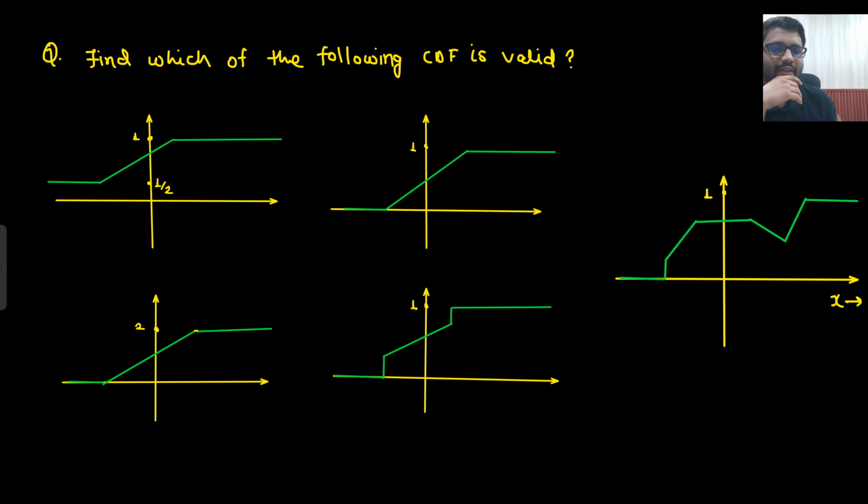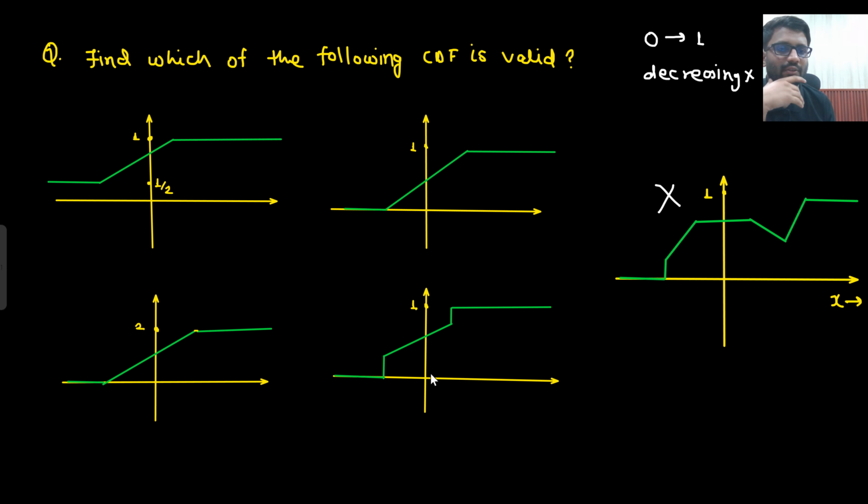Which of the following CDF is valid? So for CDF, what will happen? The graph will rise up from 0 to 1. It can remain constant but never decrease. Decreasing is not allowed. So here the graph is decreasing, not allowed.